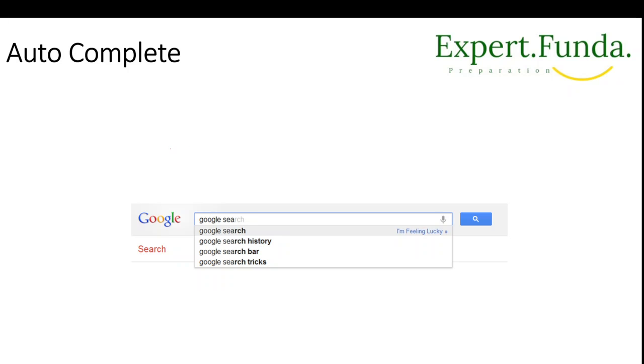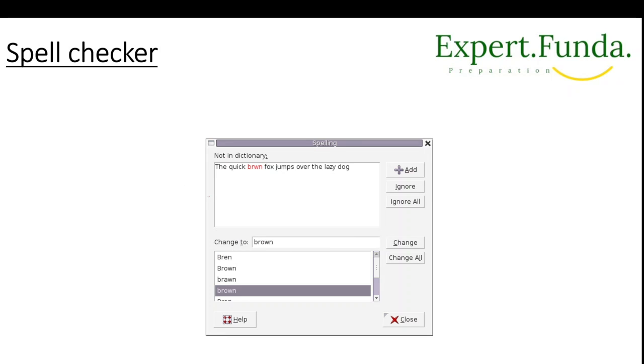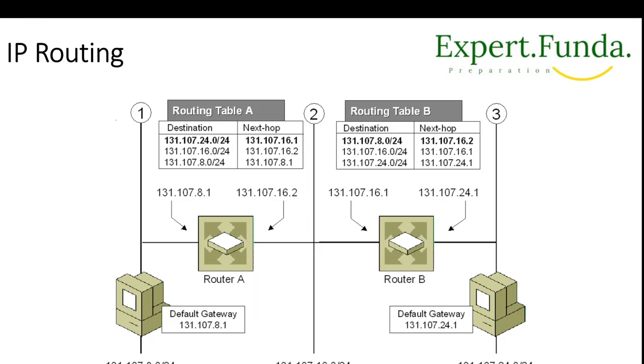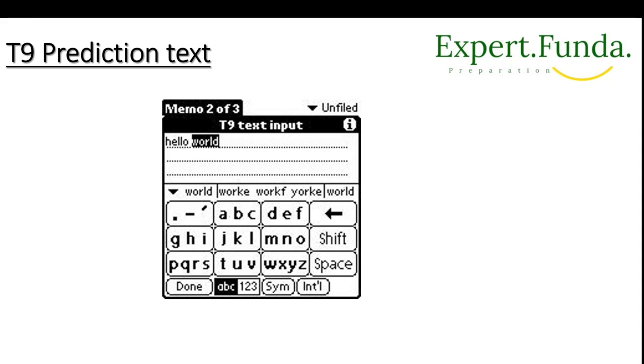The application of Trie is autocomplete. Like when you are searching on Google, you type something and it returns suggestions, and once you choose one, it goes to the respective page. Spell checker: if you enter some value and check the spelling. Then IP routing: there are tables, table A, table B, and you can route from router 1 to router 2. Next we have text prediction.